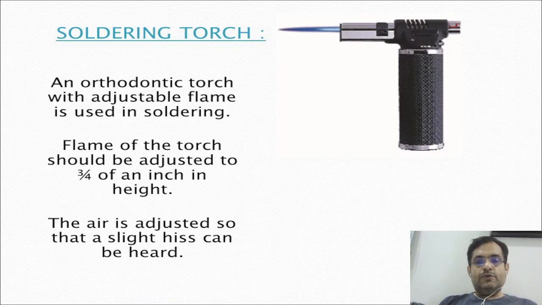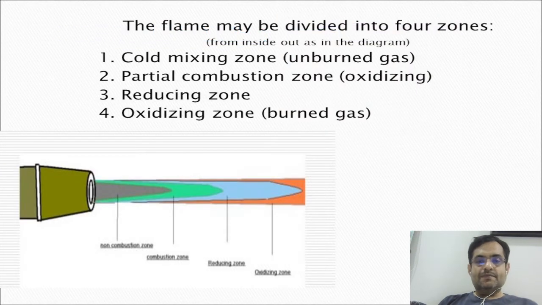Here you can see a soldering torch, which is a handheld soldering torch. It is most commonly used in the clinics. An orthodontic torch with an adjustable flame is used in soldering. The flame of the torch should be adjusted to 3/4 of an inch in height. The air is adjusted so that a slight hiss can be heard during the soldering.